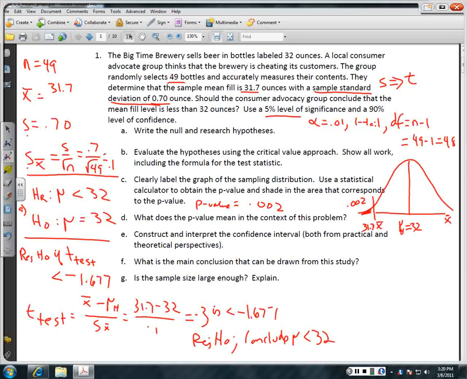So remember, we're going to reject H0 if the p-value is less than 0.05. And let's see, we're going to reject if p-value less than 0.05. 0.002 is less than 0.05, so you reject H0. Conclude that the population mean is less than 32.